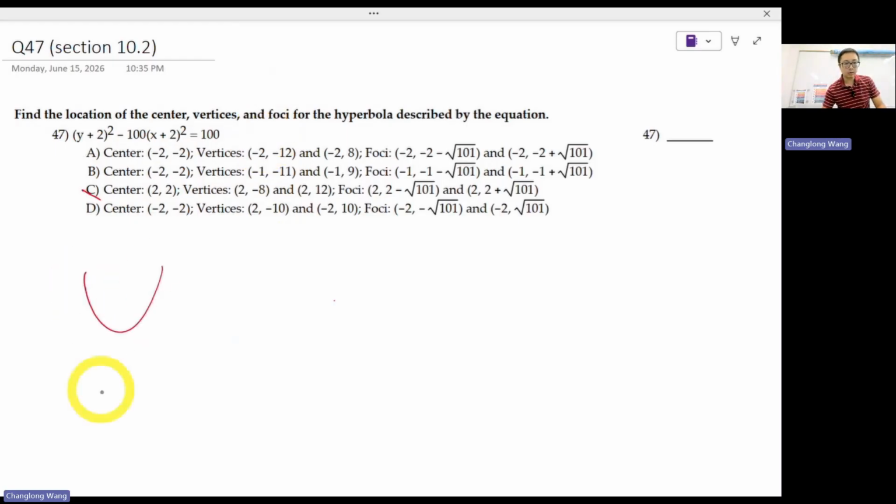That means the hyperbola is going to go like this, right? The vertices and foci are going to line up on a vertical line. The center is (-2, -2), so you go up and down to get the vertices. You should be looking at the same exact x coordinate, but going up and down to reach different y coordinates. Hey, do you see that B and D have the wrong x coordinate? They are not lined up with the center. That means it has to be A.